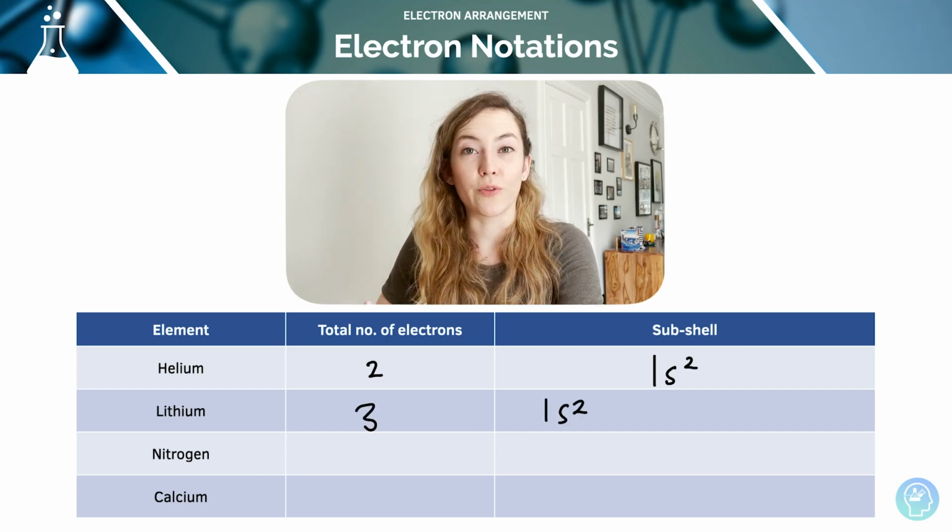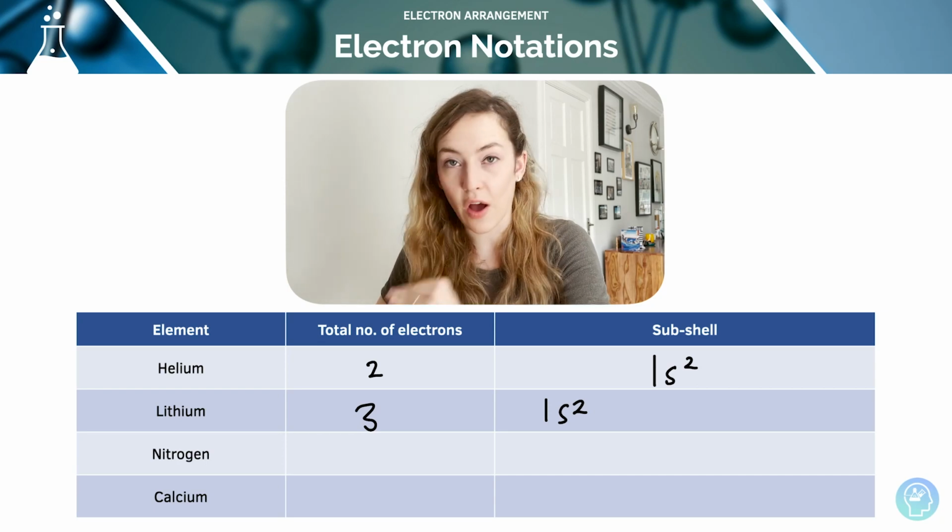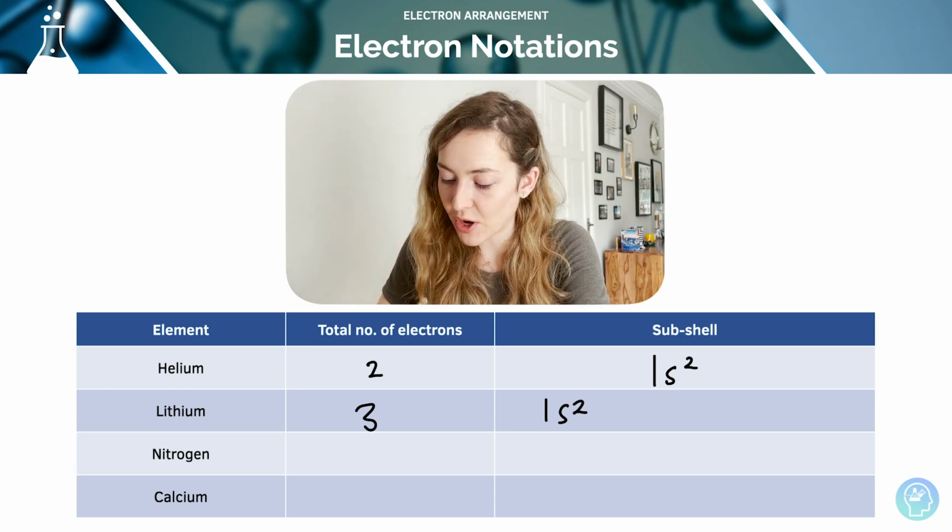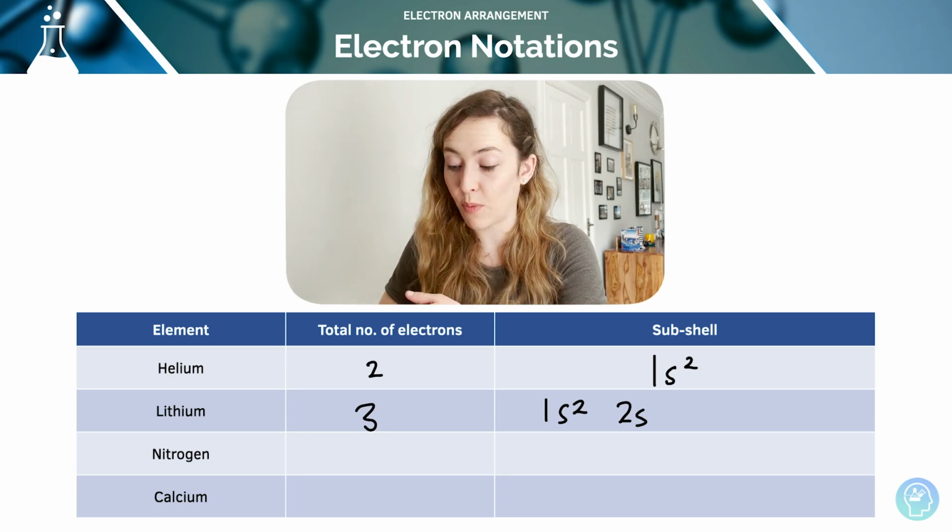Lithium's got 3 electrons, so we're going to fill the 1s first. So 1s2, and then we're going to move on to the next energy level, so 2s. And that's going to have a maximum of 2, but we've only got 3 electrons.